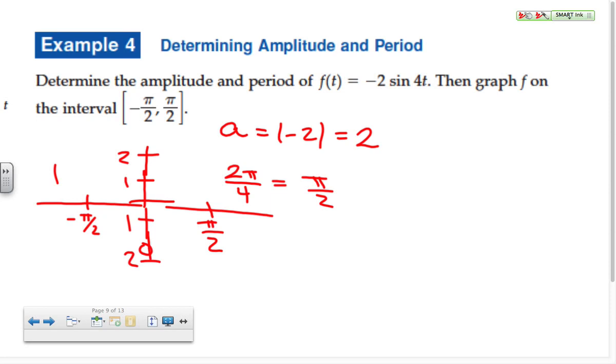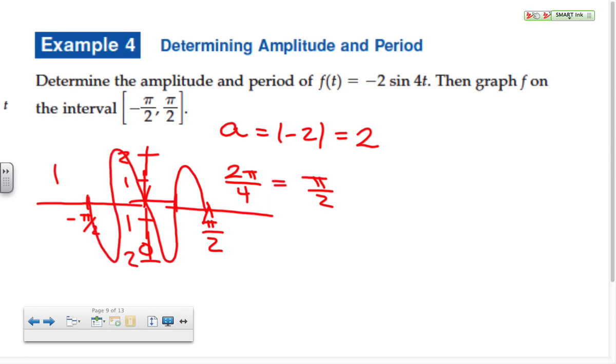So what I need to do is go up to 2 and down to negative 2 and then back up to 0. Oops, what did I say? It's inverted. So we do need to go the other direction. So we're going to go down, up, and over. Continue this way. Okay, so there is my graph.